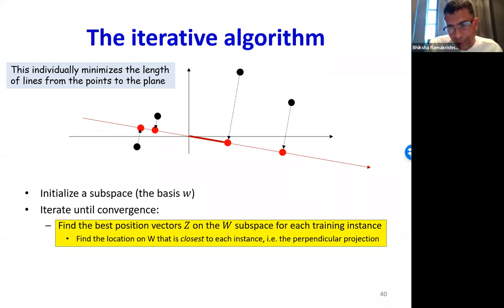What will they do? Anybody? Imagine you've got a spring from this data point to this red ball, and the red ball is only allowed to slide along this line. And I release the ball. Where will it end up? Anyone? It's going to slide to the closest point to the black ones, right?